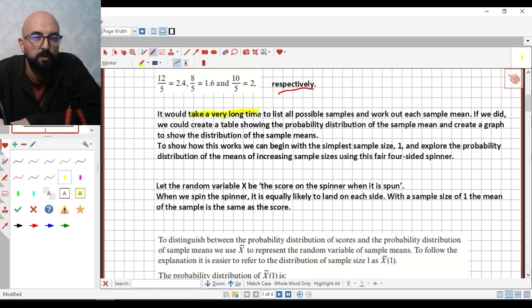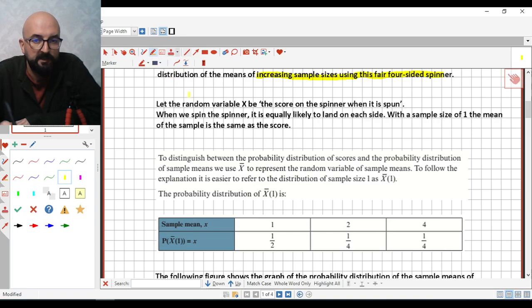It would take a very long time to list all possible samples and work out each sample mean. Instead, we could create a table showing the probability distribution of the sample mean and create a graph to show the distribution of sample means. To show how this works, we can begin with the simplest sample size, 1, and explore the probability distribution of the means of increasing sample sizes using this fair four-sided spinner.